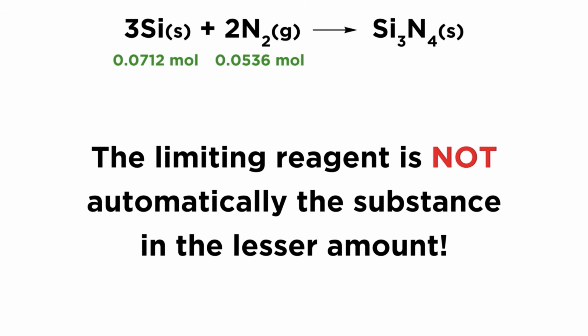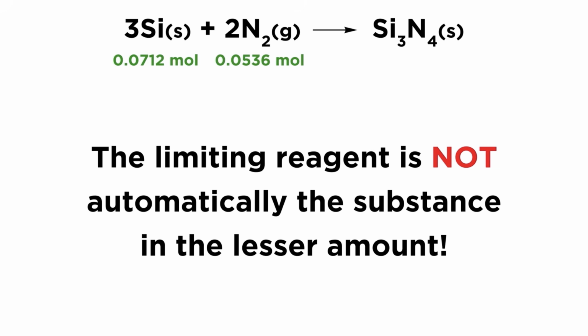Now be sure to remember what we learned with the cheese sandwiches. The limiting reagent is not automatically the substance present in the lesser amount. An extremely common error would be to look at these values and say that nitrogen is the limiting reagent because there is less of it. But this may or may not be the case. We must do some stoichiometric calculations to find out.